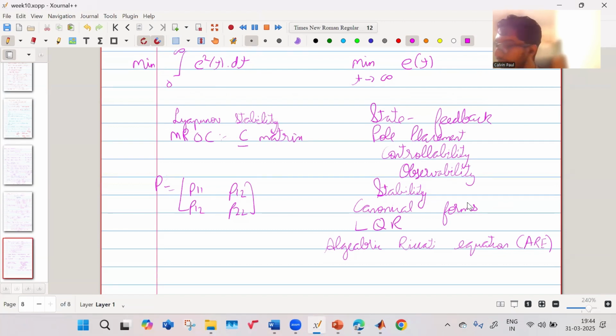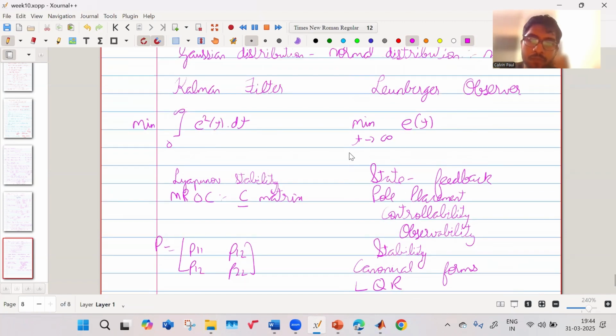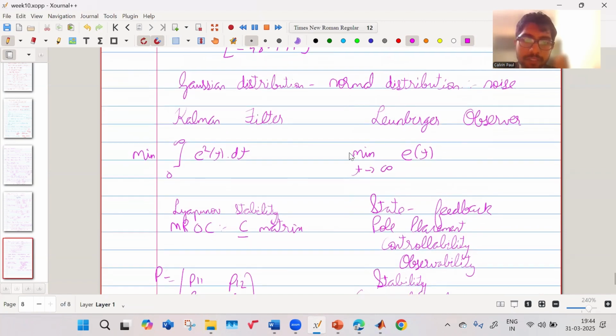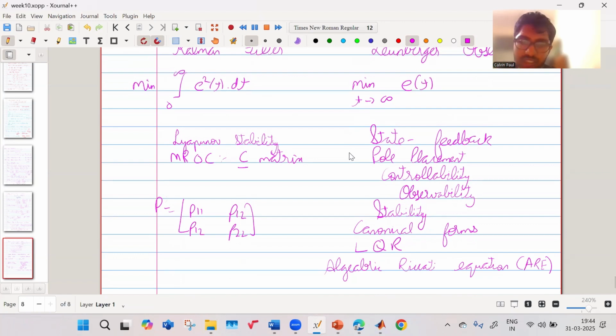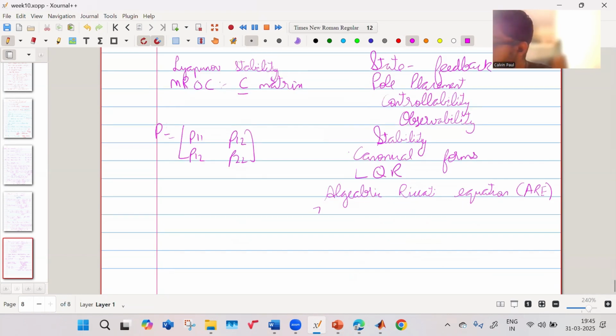LQR is there, canonical form, stability. What are the various things which we have considered? Okay, we'll see. Laplace transform also you should have done. Transfer functions will be there. Transfer function to state space to transfer function, that also is important. Transfer function to state space and vice versa. What is the state transition matrix?